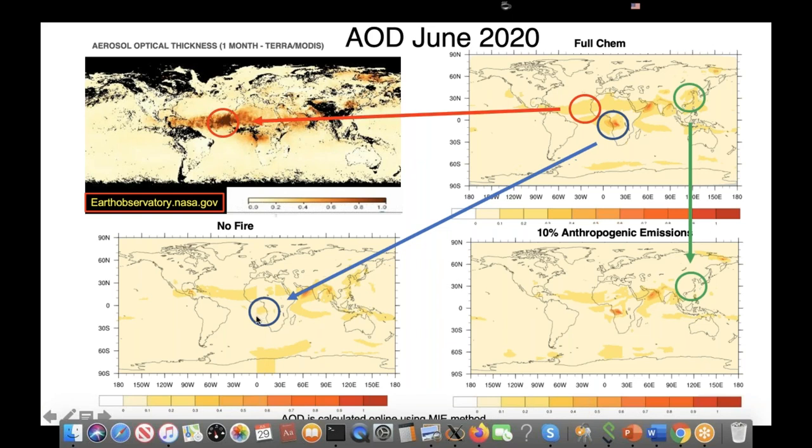In the blue circle here, in the case of no fire, the AOD did reduce compared to the full CAM case. And in terms of anthropogenic emission, in the green circle, the AOD over East Asia is much reduced compared to the full chemistry case.